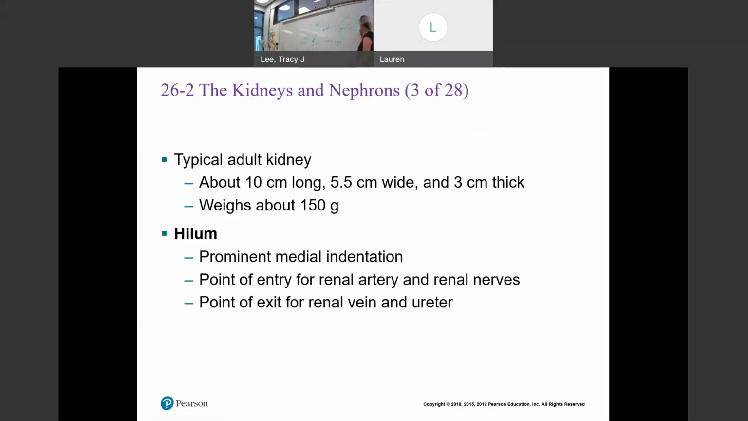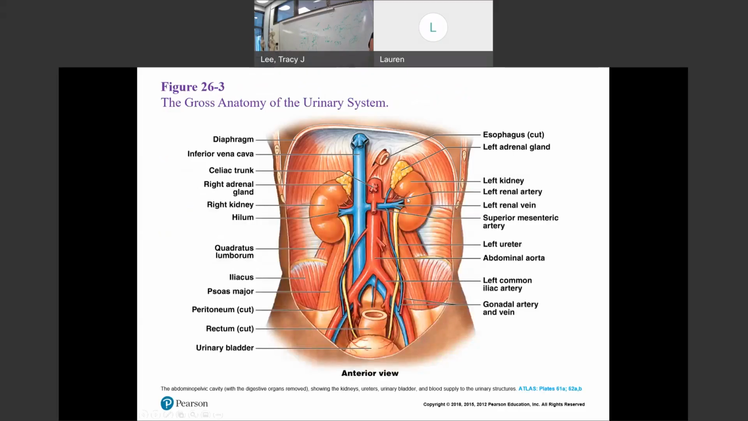Yeah, it's this part. We say it's kind of the pelvis. It's this part right here where stuff is coming in and going out of my kidneys. That's my hilum. And this shows your hilums right here.